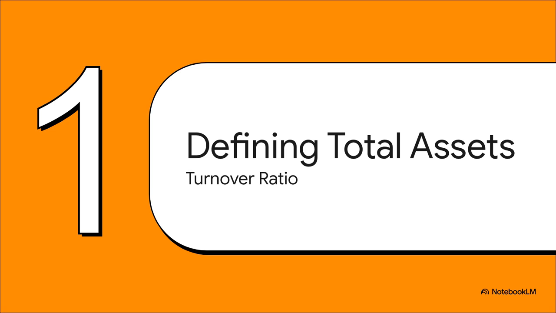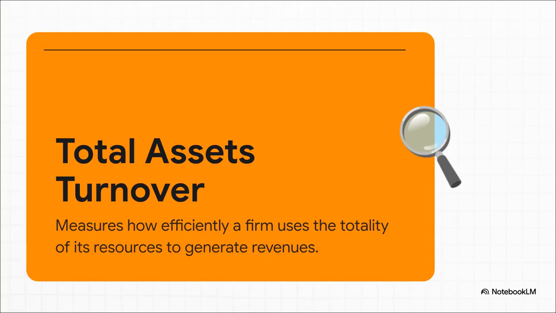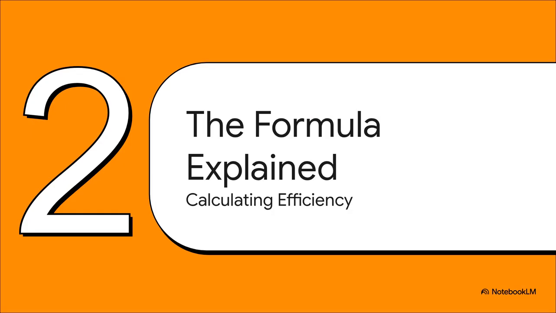All right, Section 1, defining total assets turnover. Let's crack open the core definition first. The total assets turnover ratio is a measure of how efficiently a company is deploying the totality of its resources to generate revenues. Basically, think of this ratio as a giant magnifying glass on management's overall efficiency. It doesn't just zoom in on one department or one specific type of asset, it looks at the whole entire pie.